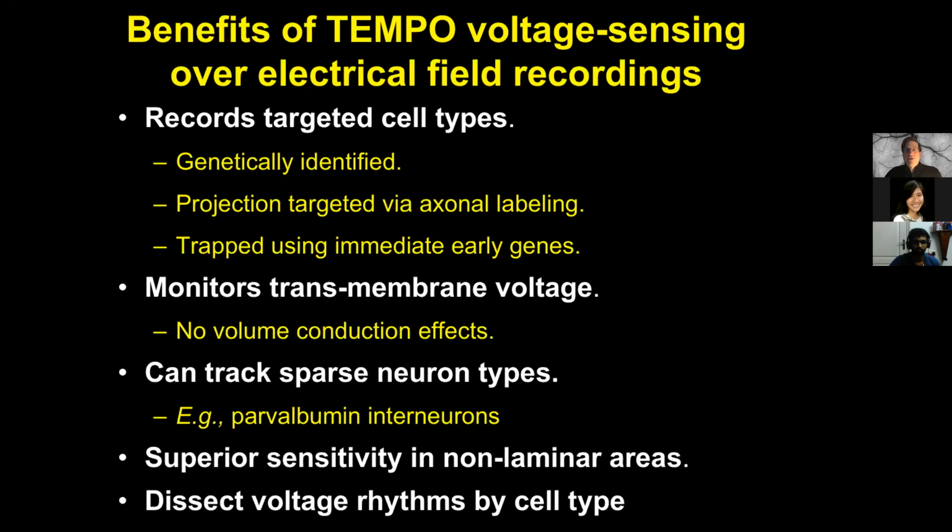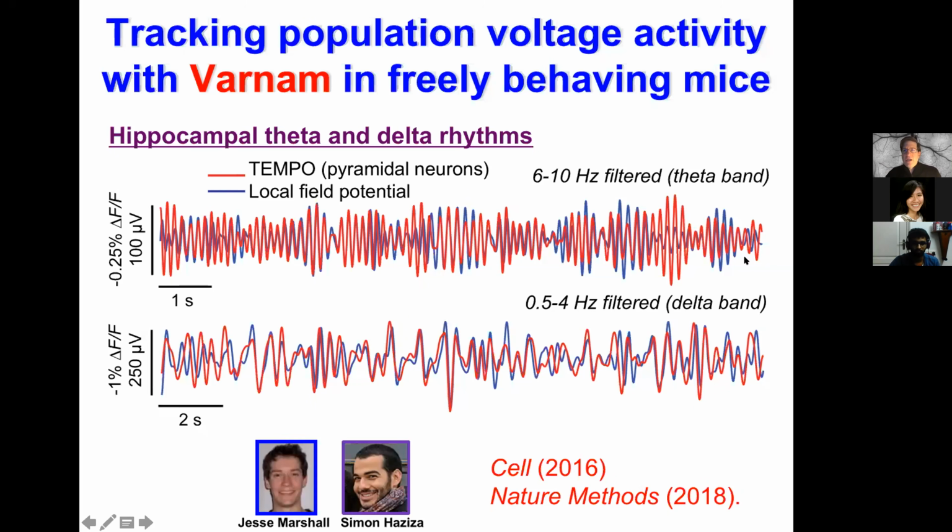So in electrical measurements, there's a well-known set of artifacts coming from voltage conduction effects. In other words, one portion of the brain which you're not probing might undergo changes, for example, in its conductance that could affect your measurement, and you would not be able to correct for that. But here we're looking directly at the cell's transmembrane voltage. We can track sparse cell types that are not dense in the tissue. And we also have some evidence that we actually have better sensitivity than the electrical measurements in non-laminar brain areas. And so overall, there are new possibilities for trying to dissect and find the mechanisms for brain oscillations cell type by cell type. So I'm going to give you some examples.